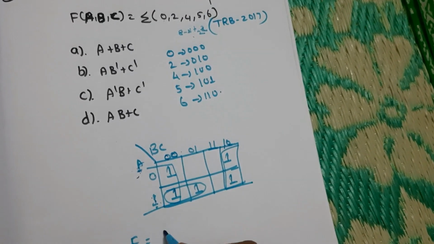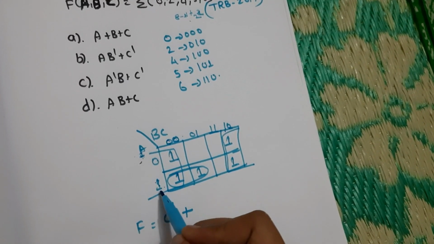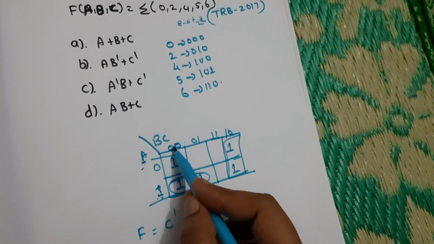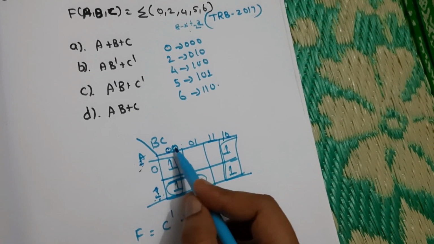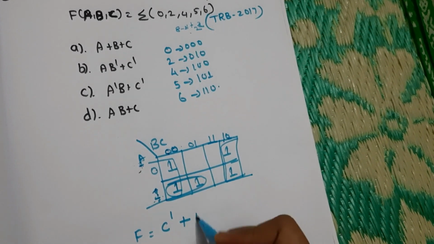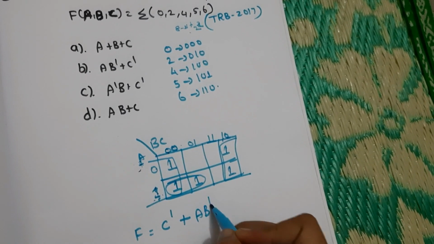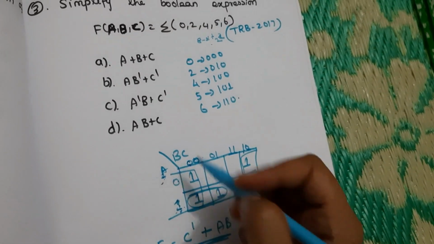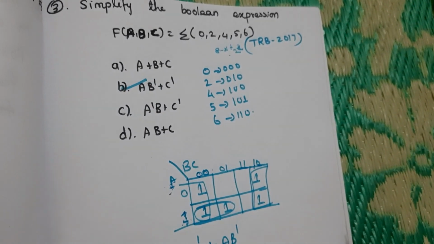This is 0, so put C dash, and plus, in the same manner for this group of 2, the A variable is not changing, and considering BC, B is constant but C is changing. So A is not changing, so A, and B is not changing, that is 0 value, so we put B dash. So here the answer is A B dash plus C dash. So here the answer is B.